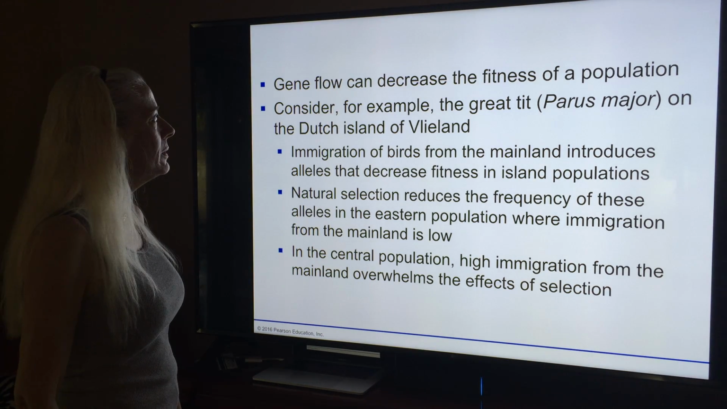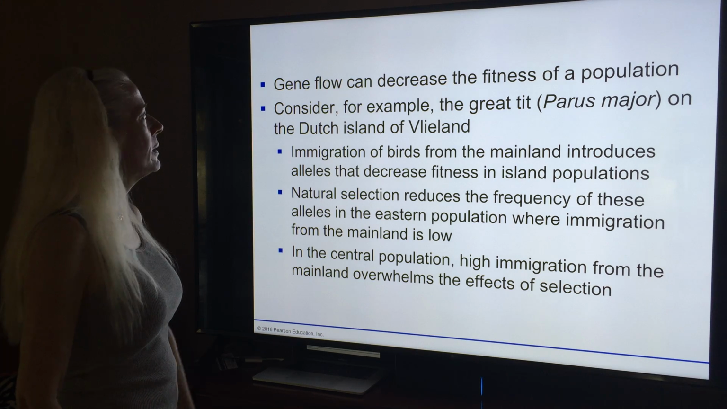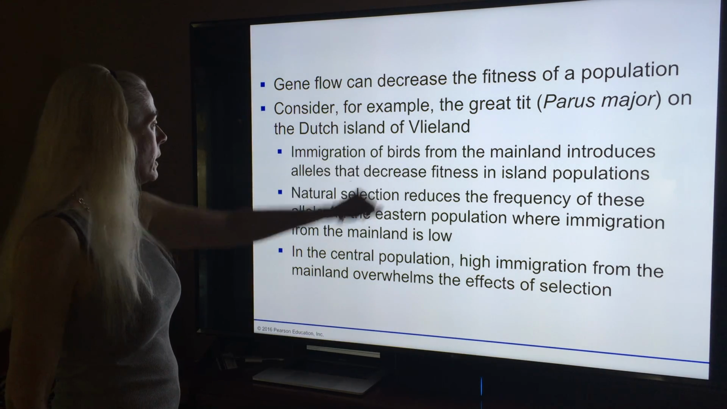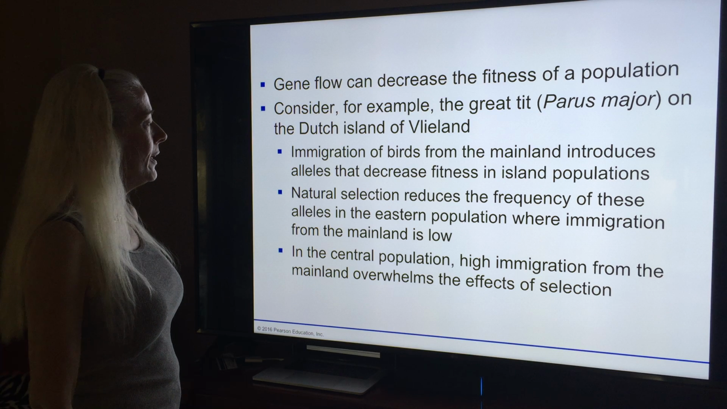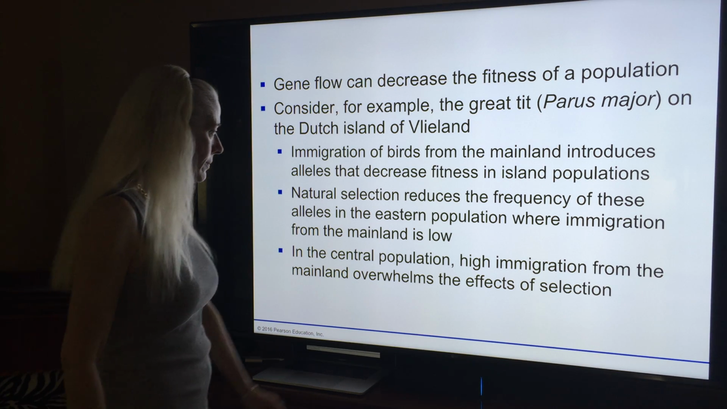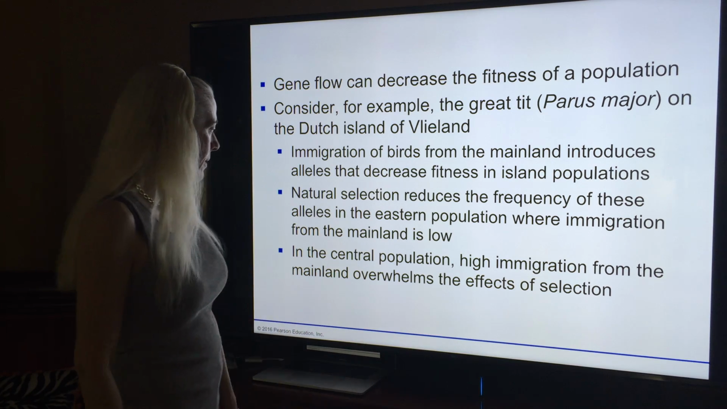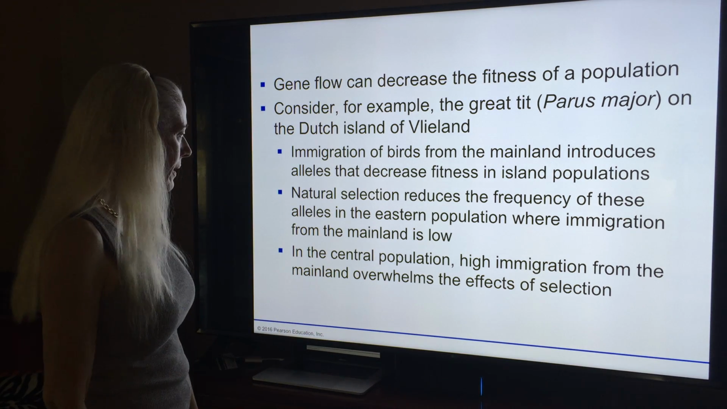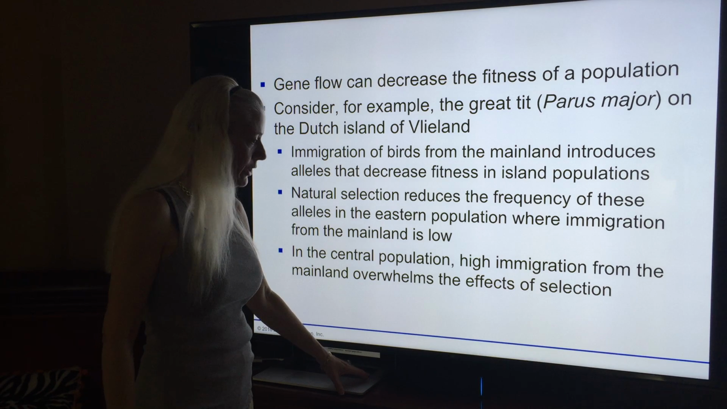It gives you an example. That, by the way, is a bird. Immigration of birds from the mainland introduced alleles that decreased fitness of the island population. Immigration from the mainland overwhelms the effect of selection.